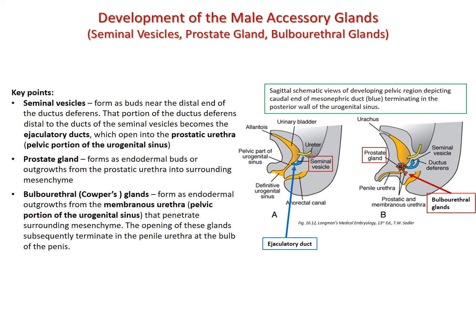The prostate gland forms as endodermal buds or outgrowths from the prostatic urethra into the surrounding mesenchyme. Bulbourethral or Cowper's glands form as endodermal outgrowths from the membranous urethra, which is also derived from the pelvic portion of the urogenital sinus, and these penetrate the surrounding mesenchyme as well. The opening of the bulbourethral glands, however, terminates in the penile urethra at the bulb of the penis.